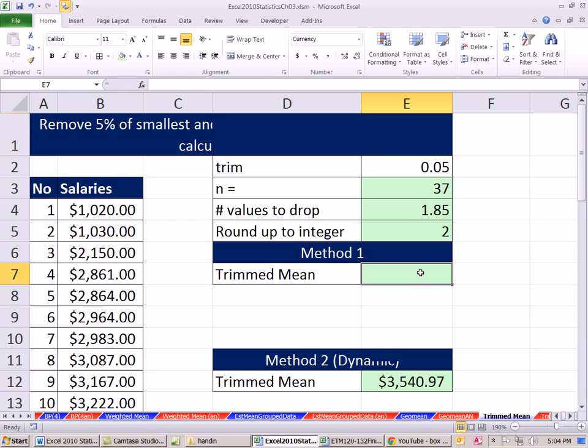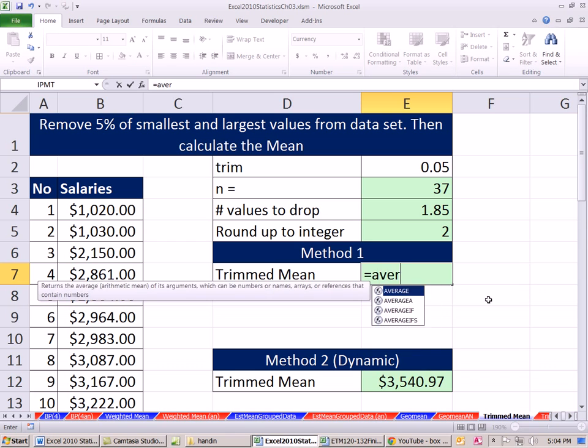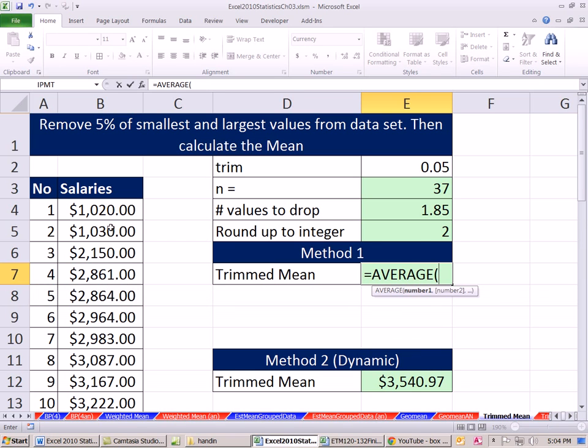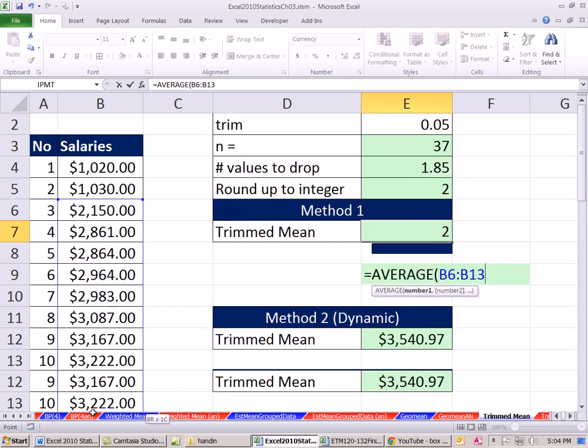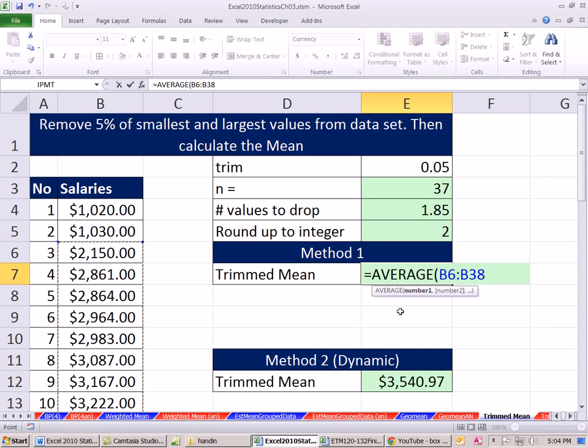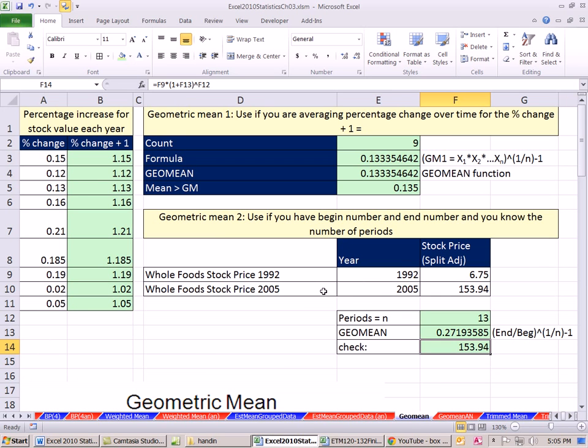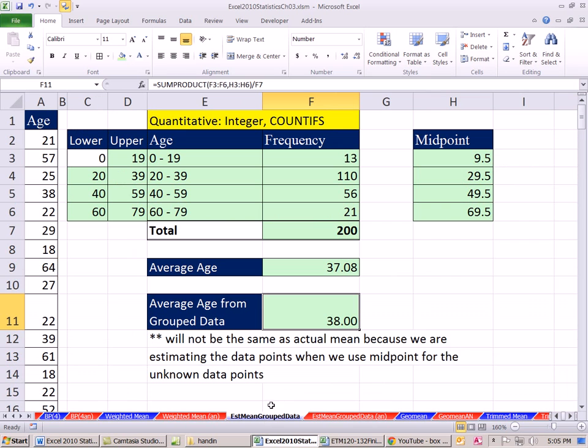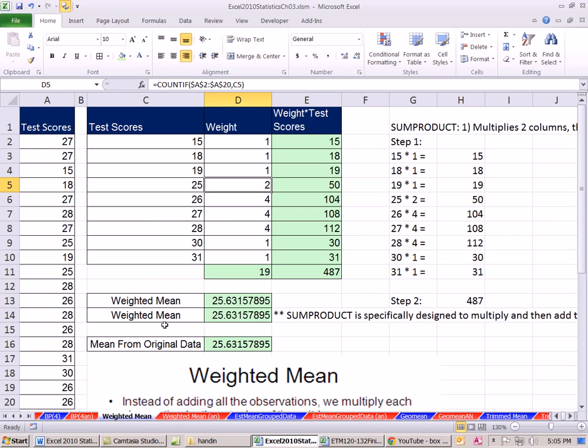So our trimmed mean, doing it the cheap and dirty way, equals average. I don't want those two. These are sorted, so I'm going to highlight the ones in the middle and skip the 2 at the bottom and the 2 at the top. And so that would be your trimmed mean. All right, so trimmed mean, geometric mean, an estimate for mean when you have group data, and weighted mean. All right, we'll see you next video.